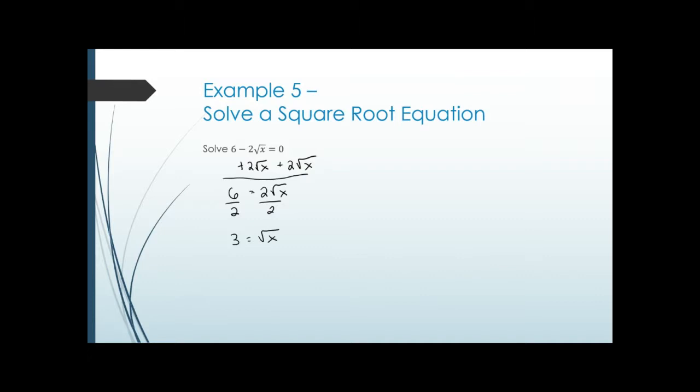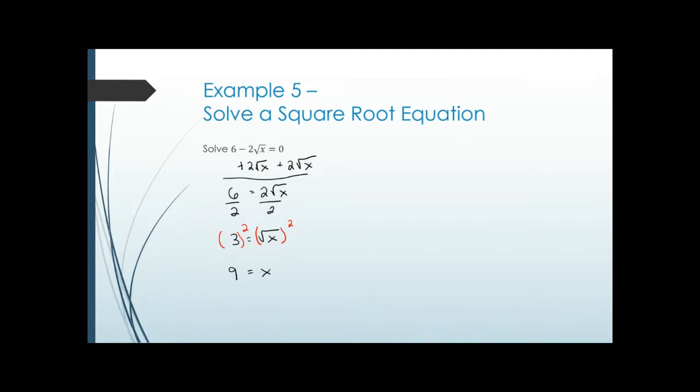Now I need to undo the square root. And so we do this by squaring both sides. And this is a process that's going to result in extra solutions. So 3 squared is 9. So we get 9 is equal to x. Now in this case, we have one solution.